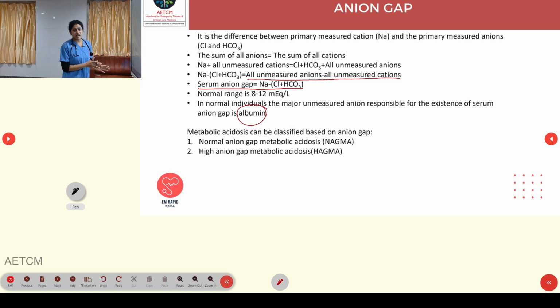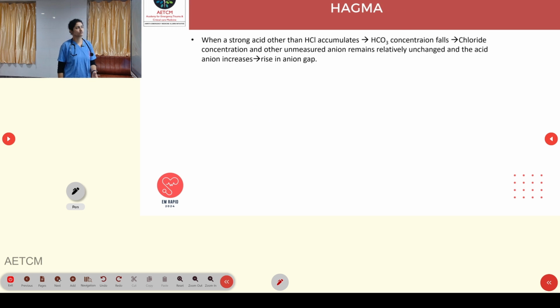So, according to this anion gap, metabolic acidosis can be divided into high anion gap metabolic acidosis and normal anion gap metabolic acidosis, that is HAGMA and NAGMA. So, what is HAGMA? That is high anion gap metabolic acidosis. When a strong acid other than HCl is accumulated, the bicarbonate concentration falls. The chloride concentration and other unmeasured anions remain relatively unchanged and only the acid anion increases. Thus, there will be an increase in anion gap.